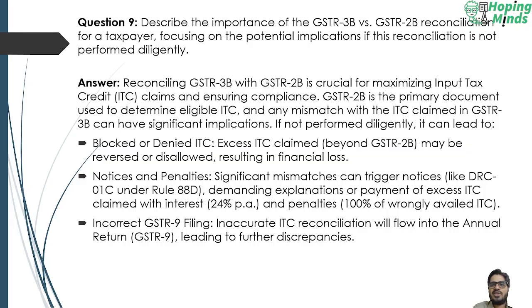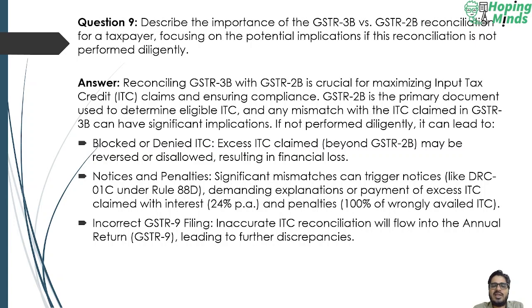If not performed diligently, it can lead to blocked or denied input tax credit. Excess input tax credit claimed beyond GSTR 2B may be reversed or disallowed by the department, resulting in financial losses. Notices and penalties: significant mismatches can trigger notices like DRC 01 under Rule 88D, demanding explanations or payment of excess ITC claim with interest at the rate of 24% per annum and penalties at the rate of 100% of the wrongly availed input tax credits.